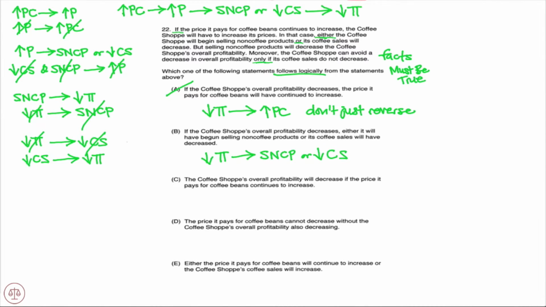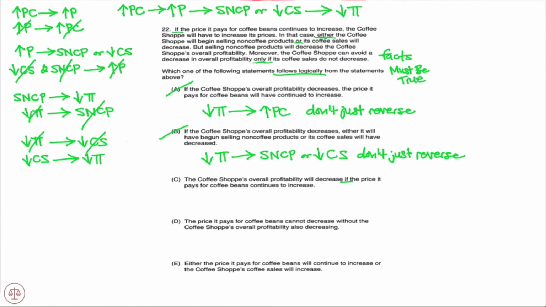You notice again, same problem we saw in A that we see in B. For me to take a decrease in profitability and come backwards and say it's either one of these two sufficient conditions is flawed logic. We know: don't just reverse, so B would be eliminated. C, the coffee shop's overall profitability will decrease if the price it pays for coffee beans continues to increase. And again, we know "if" introduces sufficient.